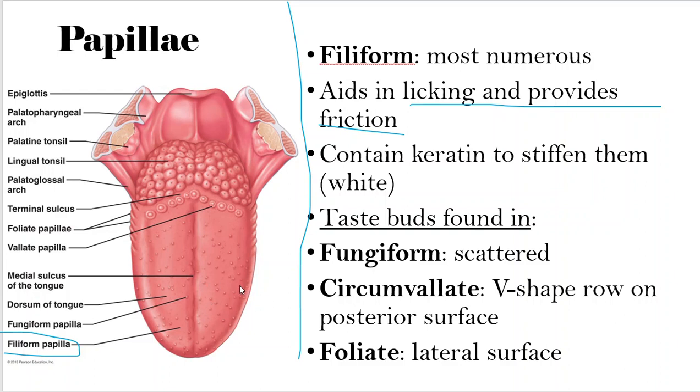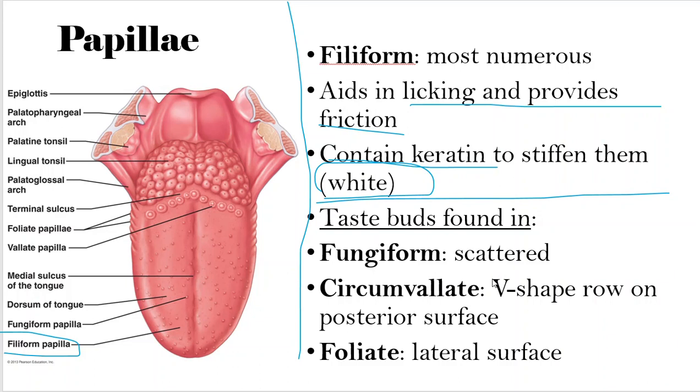Not anywhere near as rough as, say, a cat's tongue, which is like sandpaper, but still it gives us what we need. The keratin that stiffens them is going to cause it to be that whitish color. Now, that's the filiform papillae.